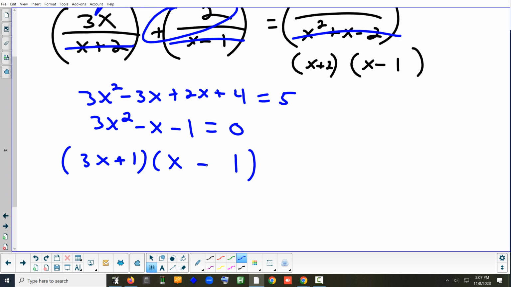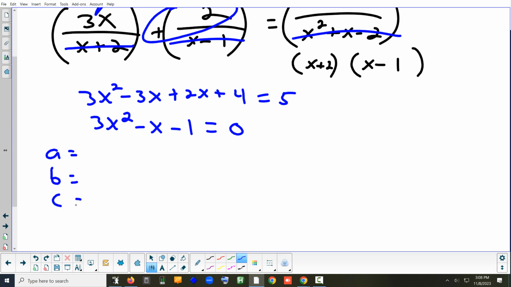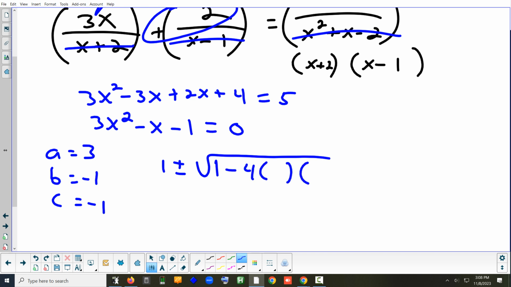Okay, so how are we going to have to solve it if we can't factor? Okay, what's A going to be? 3. B? Negative 1. C? Negative 1. So we get negative B plus or minus the square root of B squared. And what comes after the 4? 4 times A times C. 3 times negative 1. And we divide by 2A, which is 6.